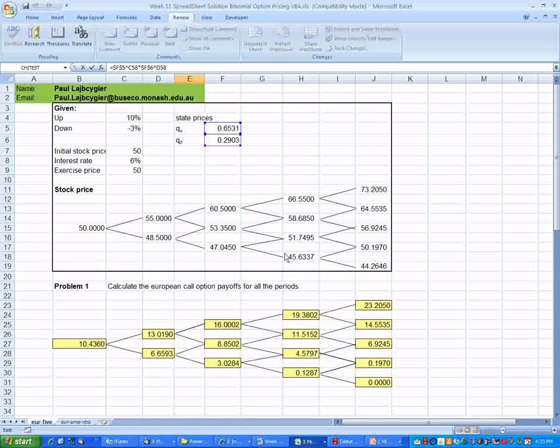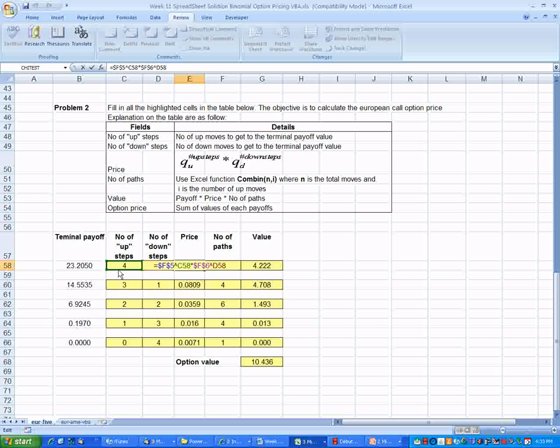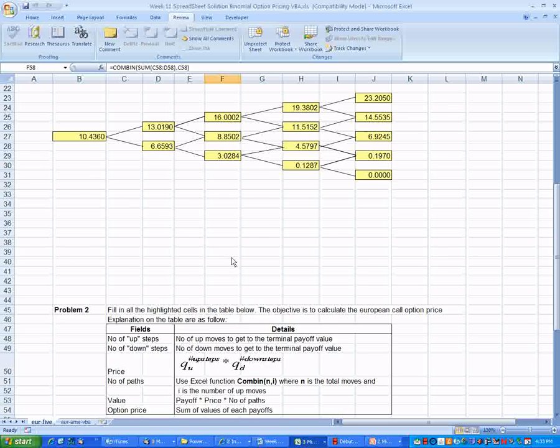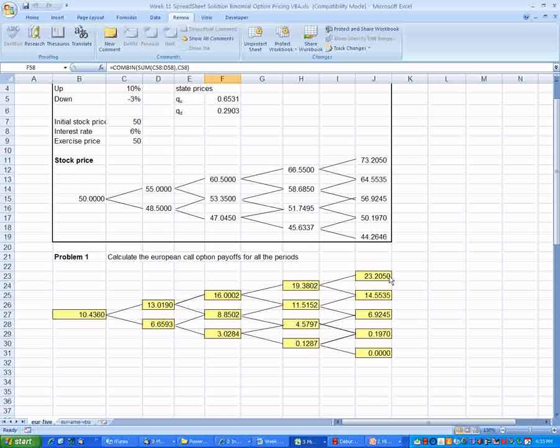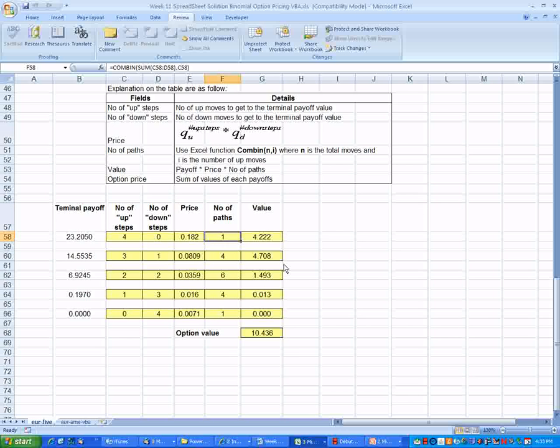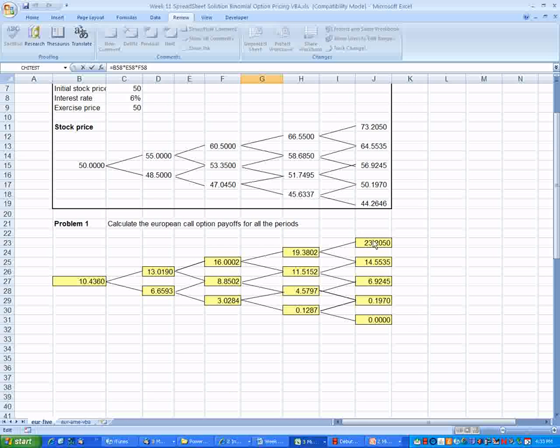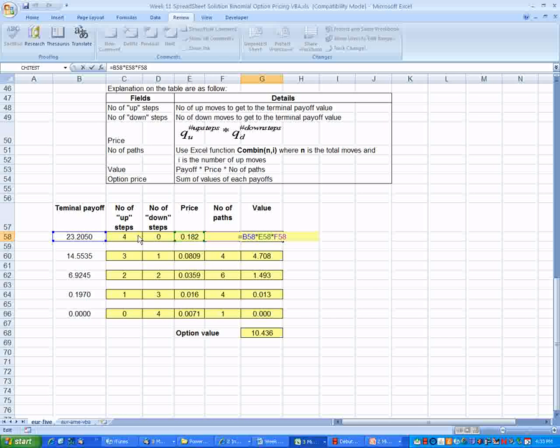The price, that's equal to the number of up steps to the power of 4, because there are 4 up steps, and the number of down steps, or the down steps to the power of 0, because there are 0 down steps. And then the number of paths, well, we can see that there's only 1 path to this uppermost leaf, so it's 1. And then the value. The value is equal to the terminal payoff, that is the value of the option, multiplied by the price at that leaf, multiplied by the number of paths.